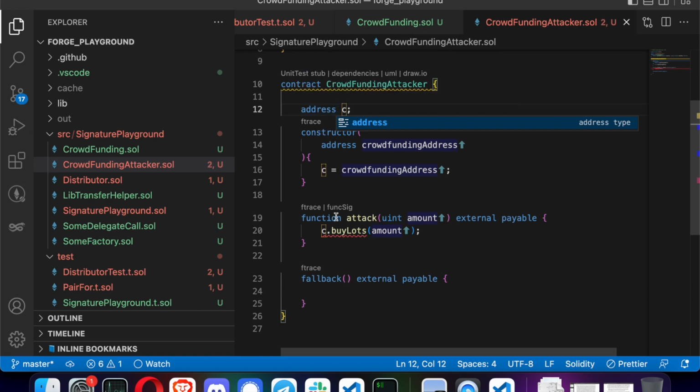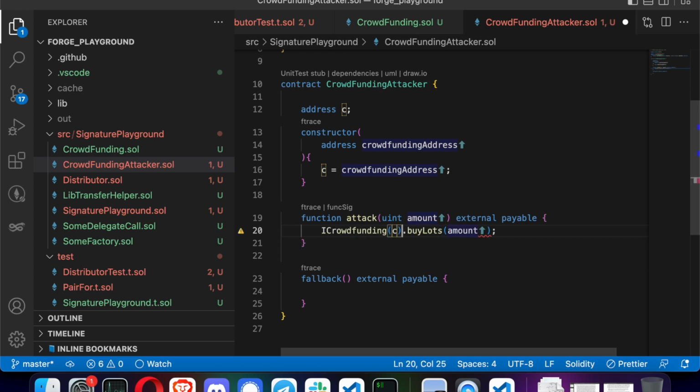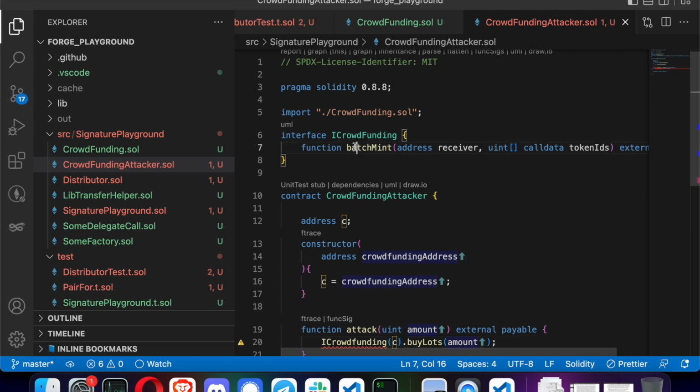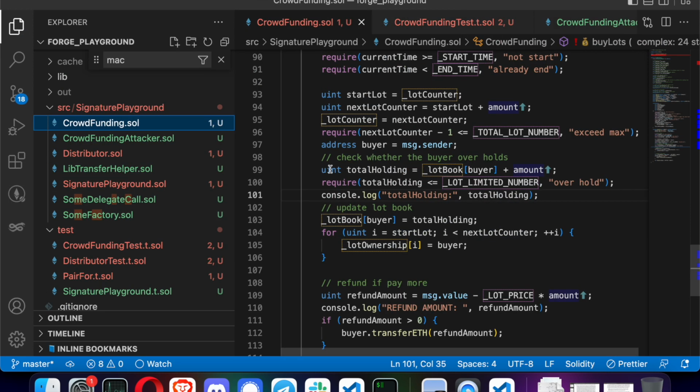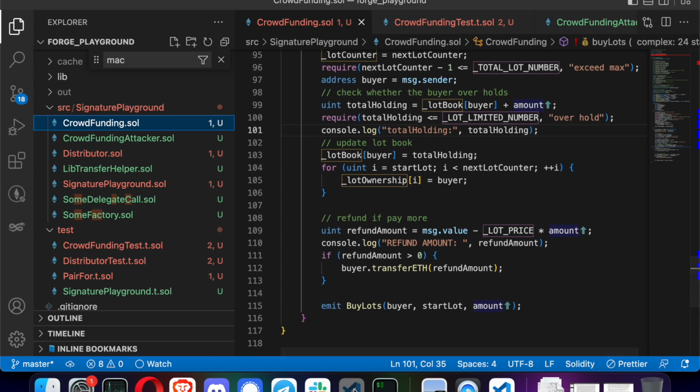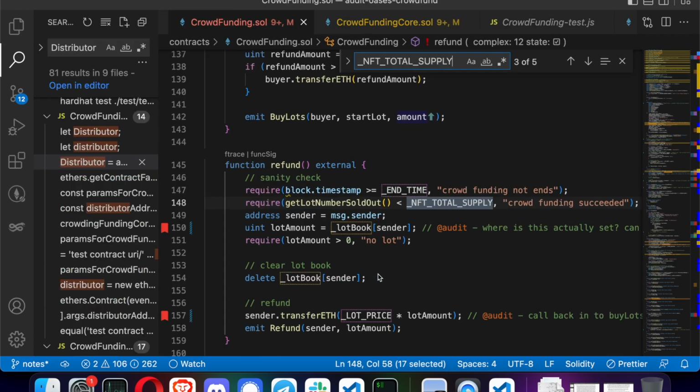I'm incrementally writing exploits. When I was talking about the distributor, right, I wrote a very basic test. It wasn't even an exploit, it was just a test, right? But then it allowed me to monkey around with it, right? I'm doing the same thing here with this buy lots function. Okay, at this point, I've basically written the re-entrancy exploit, and I've found, okay, it's fine.